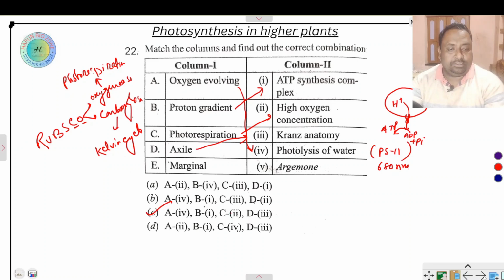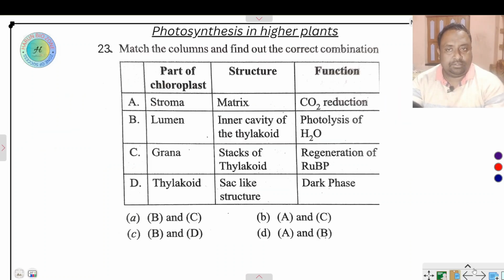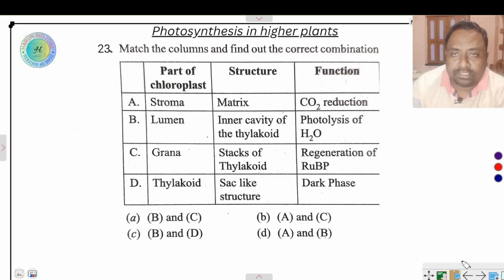Next question is, part of the structure and function. Stroma is found in the matrix, CO2 reduction. Lumen, inner cavity of the thylakoid, photolysis of water occurs. A and B are right. Grana, stack of thylakoid, thick, regeneration of RuBP, not. This is the stroma region.